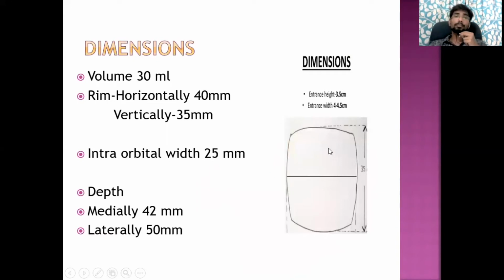Dimensions: each orbit has 30 ml volume. Its rim horizontally is 40 mm and vertically it is 35 mm. Intraorbital width is 25 mm. Depth on the lateral side is more, 50 mm, than the medial, which is 42 mm.